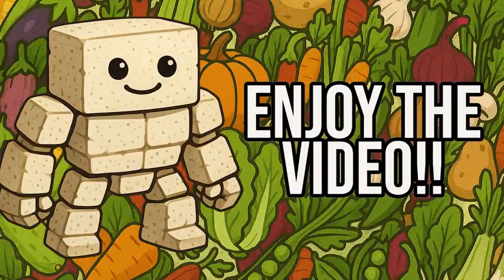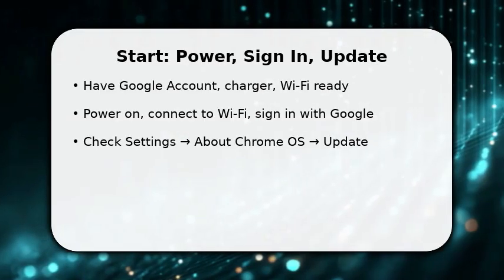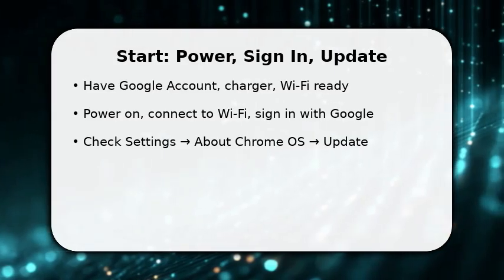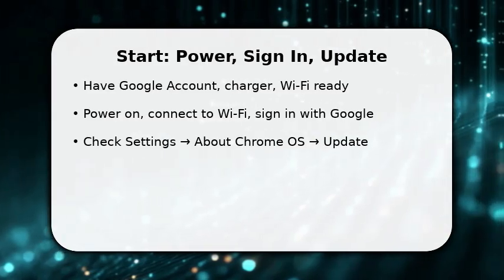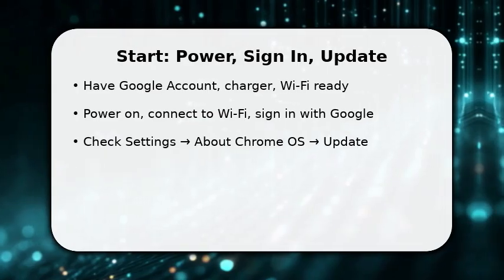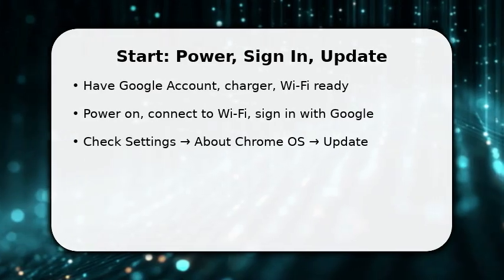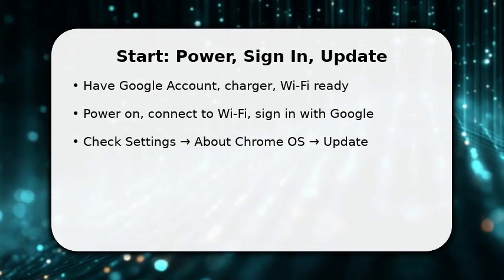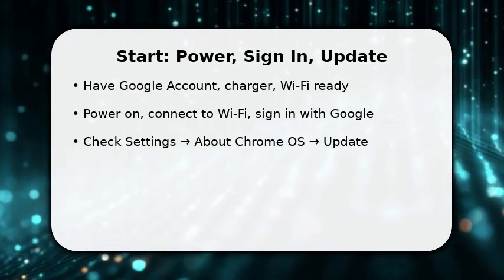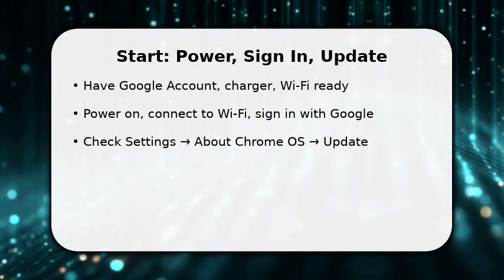Please enjoy the video. You begin by powering on and signing in with your Google account so settings and apps sync automatically. Once done, connect to a stable Wi-Fi network and open settings. Make sure you run any pending Chrome OS update to get security and feature fixes. After the update finishes, restart if prompted. This minimizes odd behavior later.